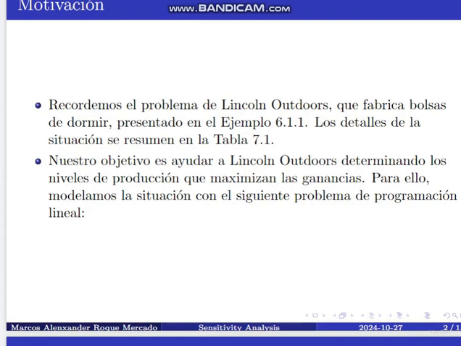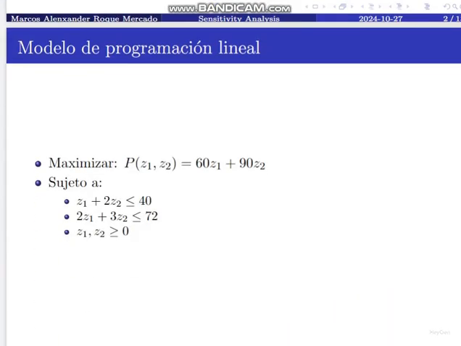To address this, we will shape the situation using a linear programming problem. And here is what the linear programming model would be. The problem we are going to solve is the following. Wanting to maximize the function of P1, Z2. The objective is subject to certain restrictions. We have restriction A and B. Additionally, we must take into account that Z1 and Z2 must be greater than or equal to 0.